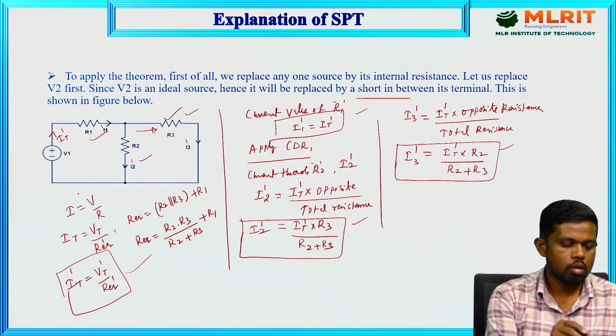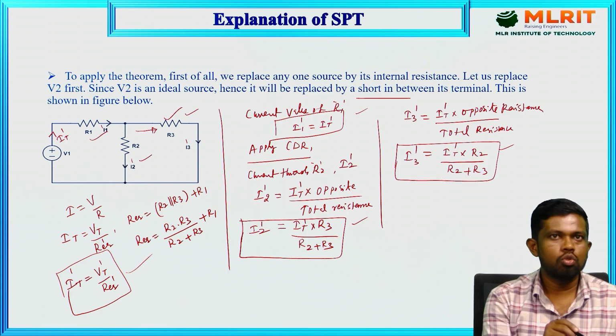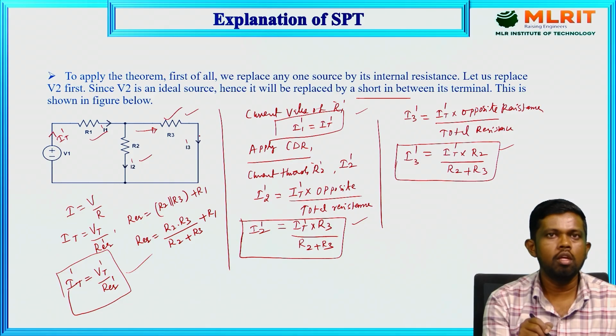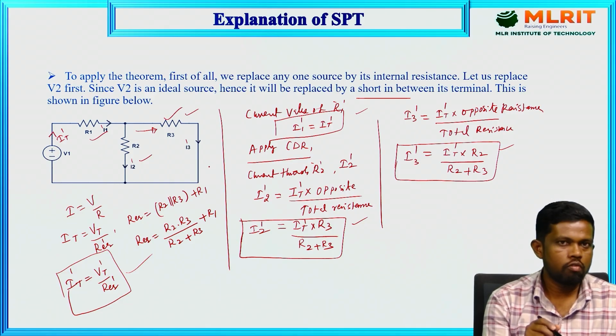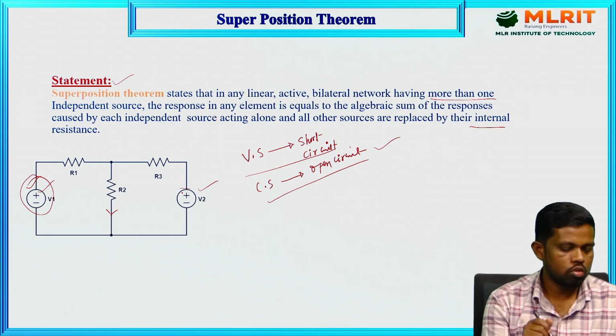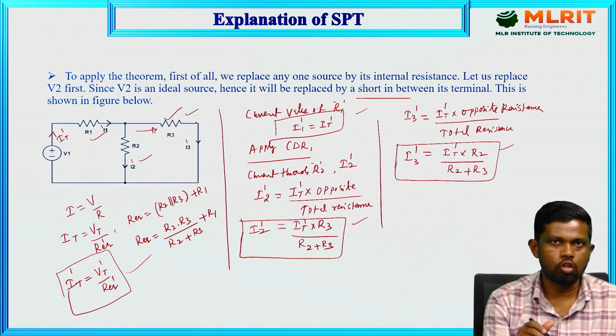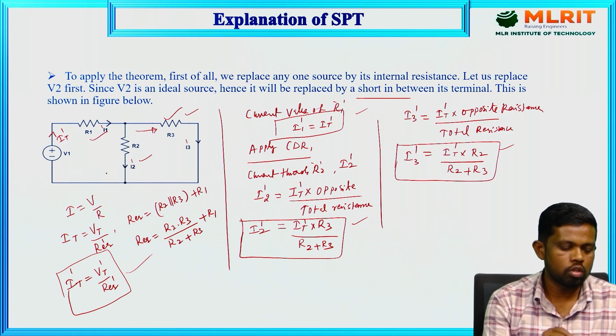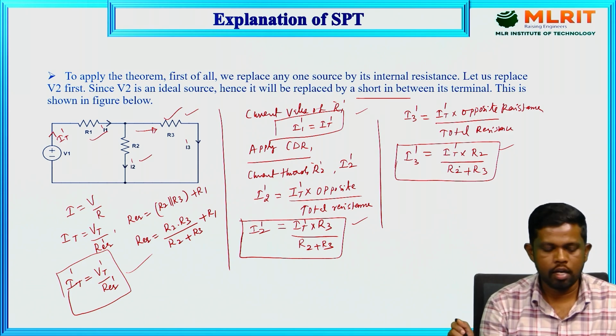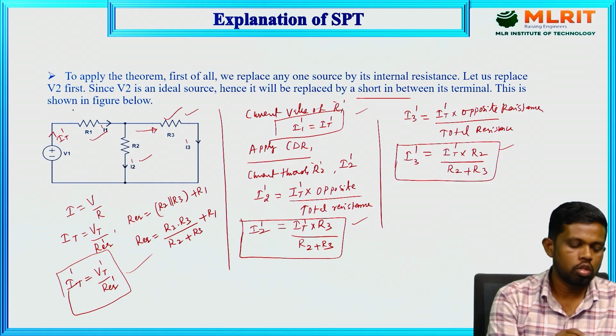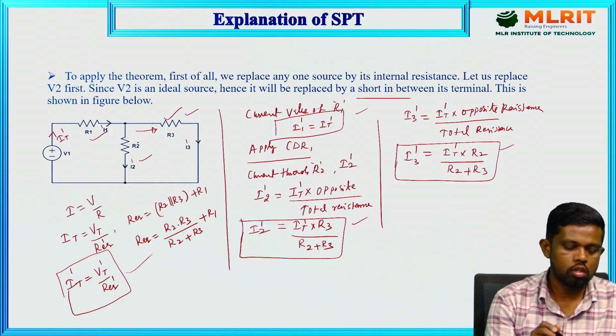In step number 1, we apply source number 1 and the remaining sources are disconnected. If it is a voltage source, we simply short circuit it. If it is a current source, we simply open circuit it. In this network we have voltage sources, so we disconnect the second voltage source and replace it by a short circuit path. Then the corresponding current values are I total dash, I1 dash, I2 dash, and I3 dash.